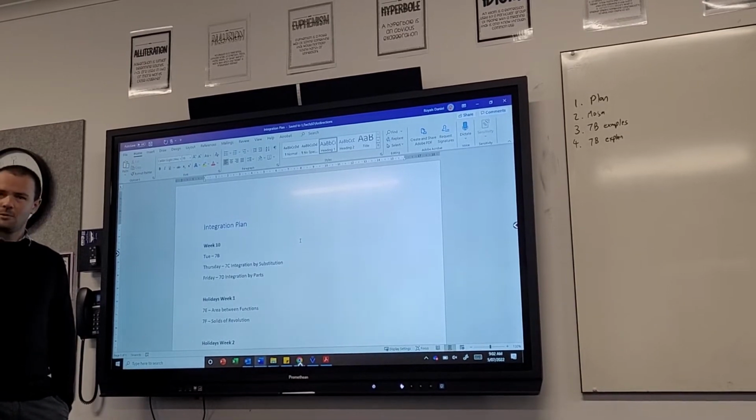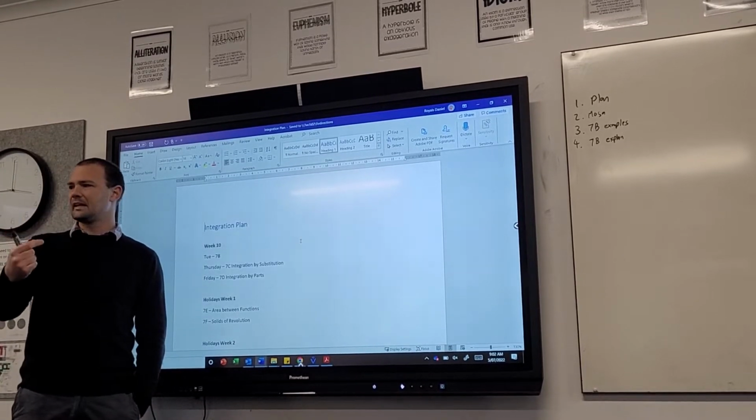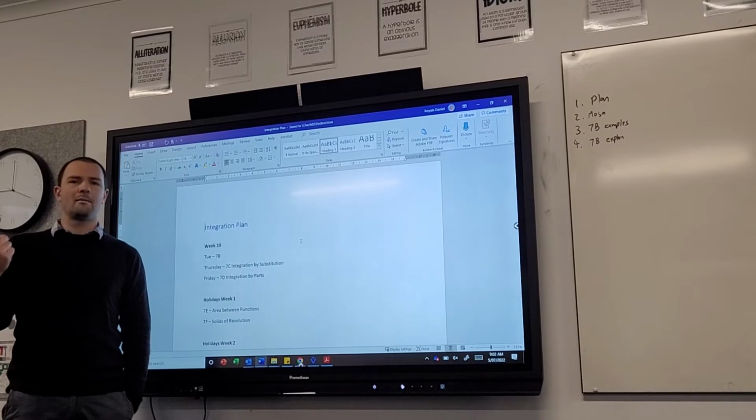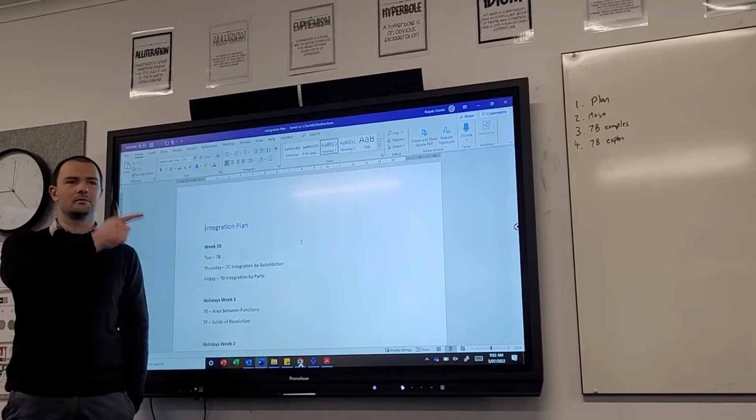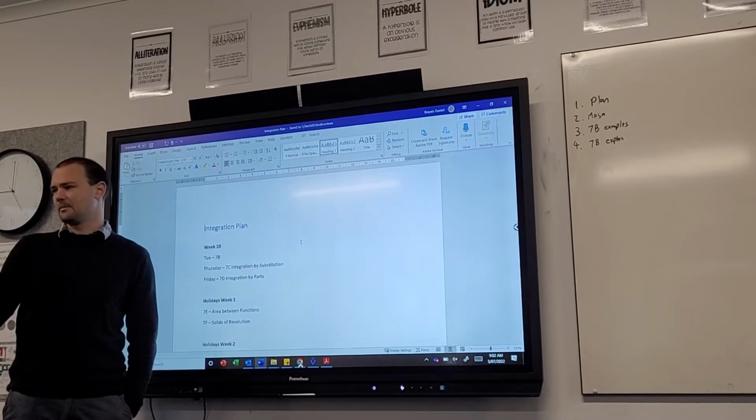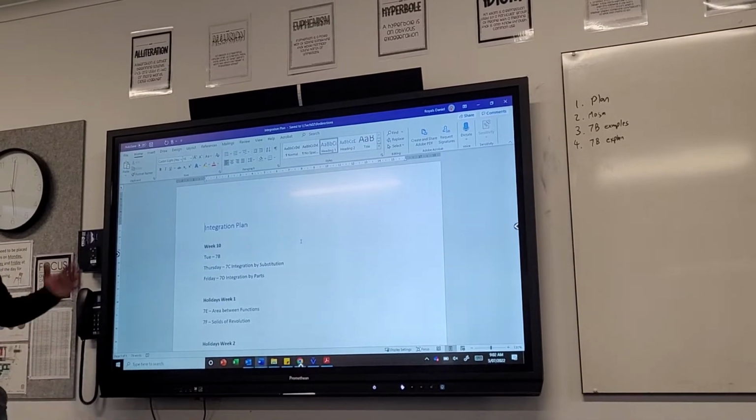Integration is short. We've done a lot of it in methods, and all we're doing in spec is learning a few more techniques and one more application, which is, what's the application we learn? Rotating around the x-axis, which is part of the methods assignment anyway. So, here's my plan.